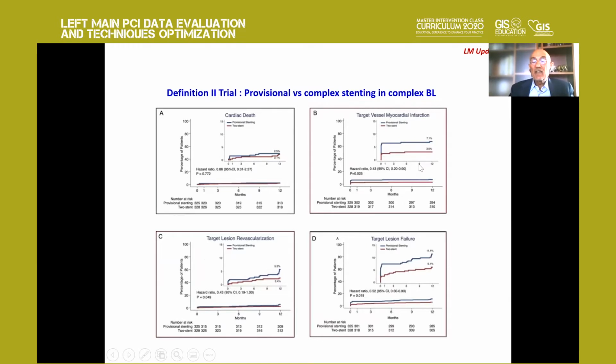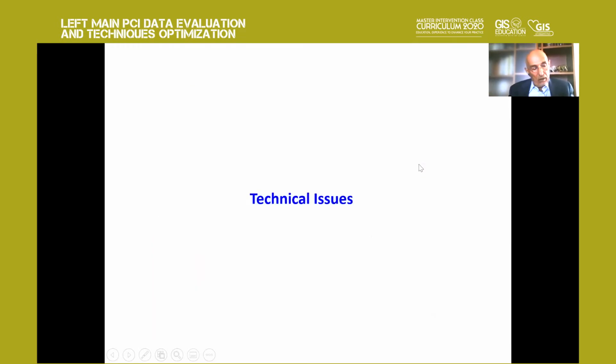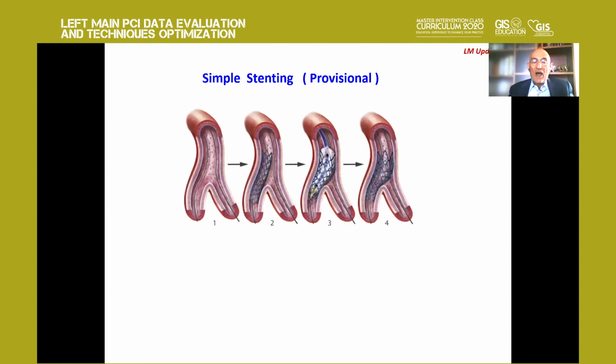The main thing is to all agree on what is complex and what is simple. Now, about technical issues, I think today we all will agree that provisional stenting should be simple. That means you will predilate when necessary, you will put your stent, you will POT, that means inflate a larger balloon in the proximal part of the bifurcation. And if you do not have any compromise on the side branch, then your procedure is finished.